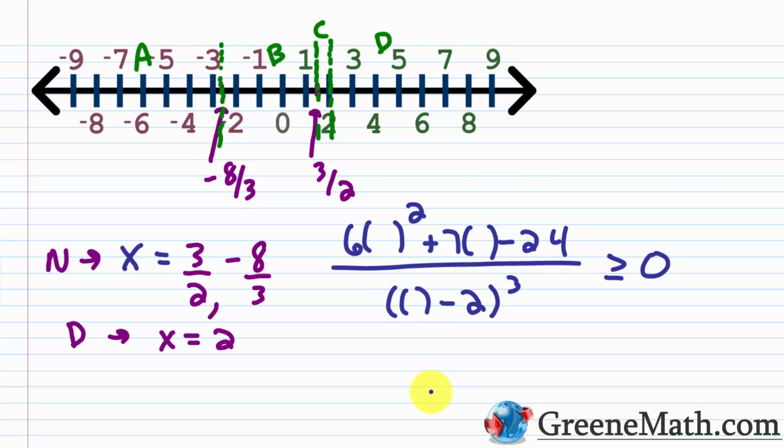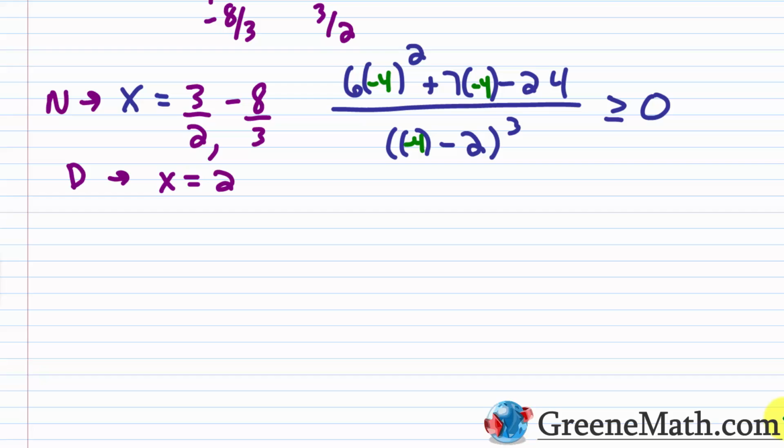Okay, so in region A, I can choose something like negative 4. So let's plug in a negative 4 here, and here, and here. So negative 4 squared is 16. Let me kind of scroll down a little bit. So negative 4 squared, again, is 16. 16 times 6 is 96. And then you would have 7 times negative 4 is minus 28. And then minus 24. So 96 minus 28 minus 24 is 44.